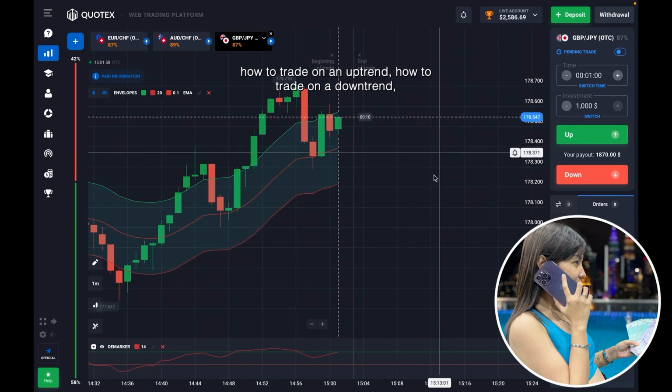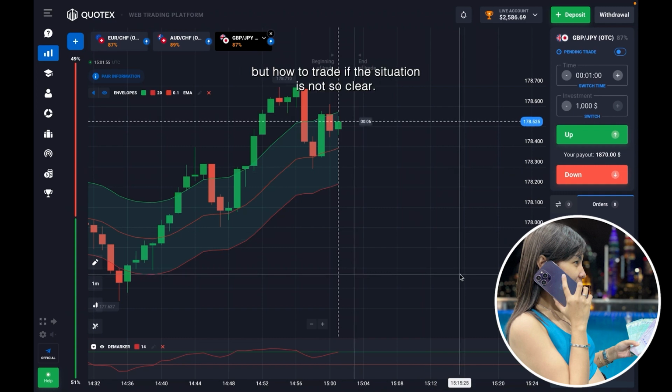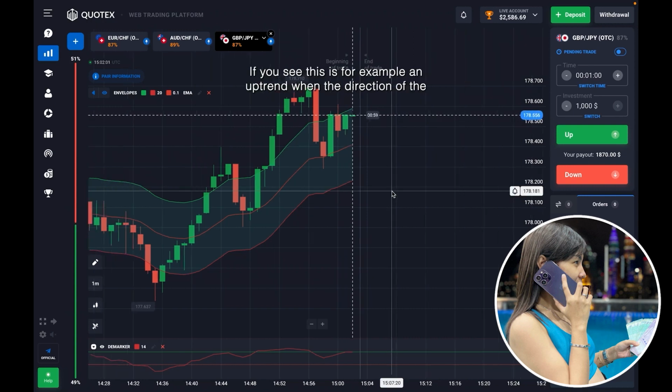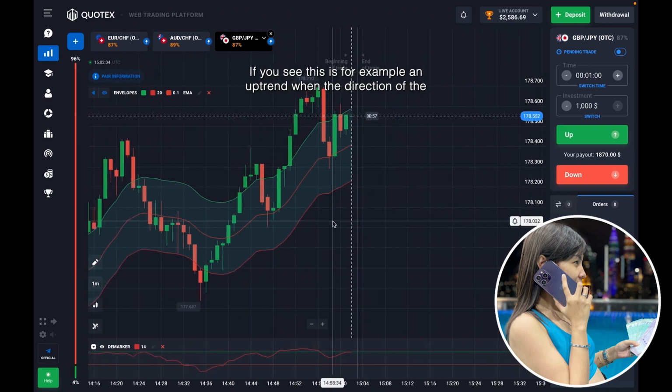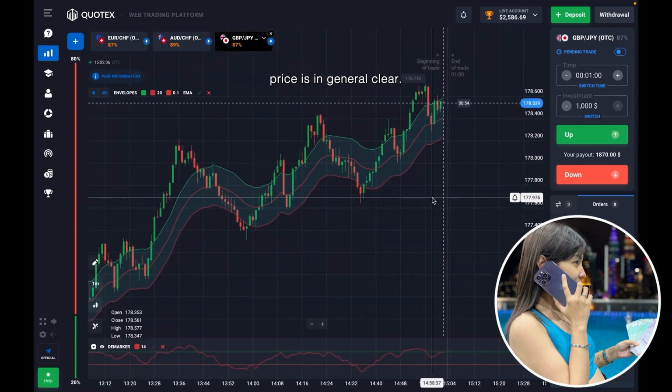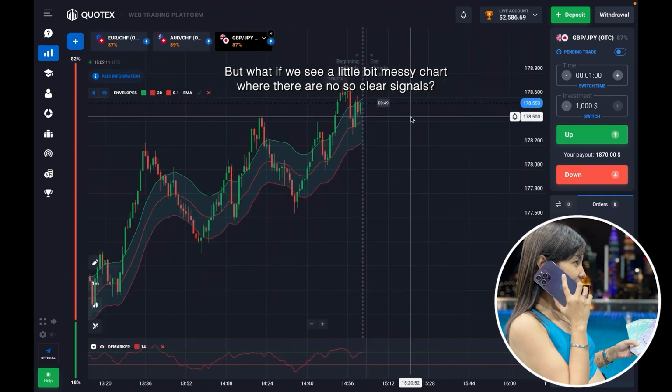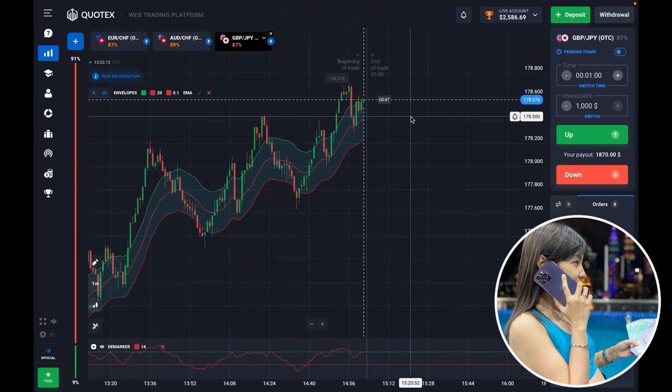how to trade on uptrend, how to trade on downtrend, but how to trade if the situation is not so clear. So here I especially selected some pronounced trends. If you see this, for example, an uptrend, then the direction of the price is generally clear. But what if we see a little bit messy chart where there are not so clear signals?